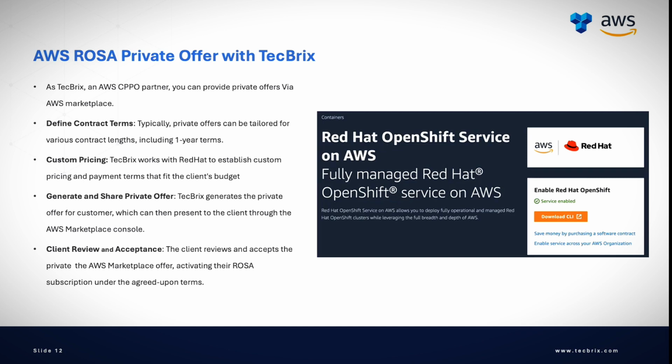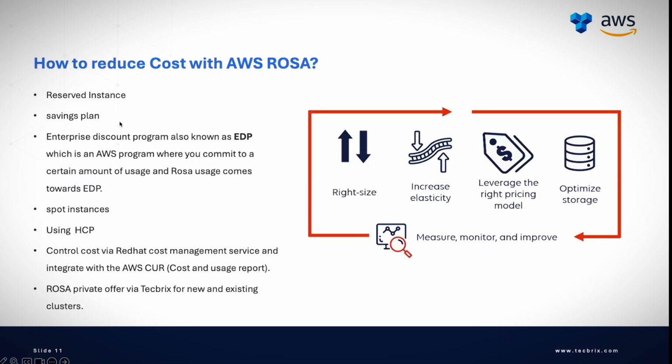So what we can do is help you reduce your costs further. All the above things, let's suppose reserved instances, savings plans, and others, even including the EDP program, and cost control via Red Hat cost management, all these things are part of your infra costs. But in terms of the ROSA private offer, it will help you to reduce your subscription cost.